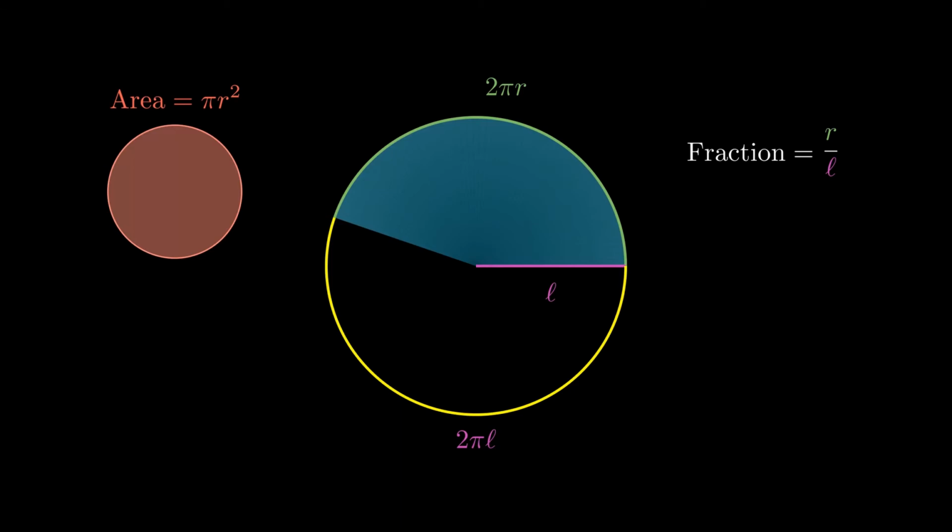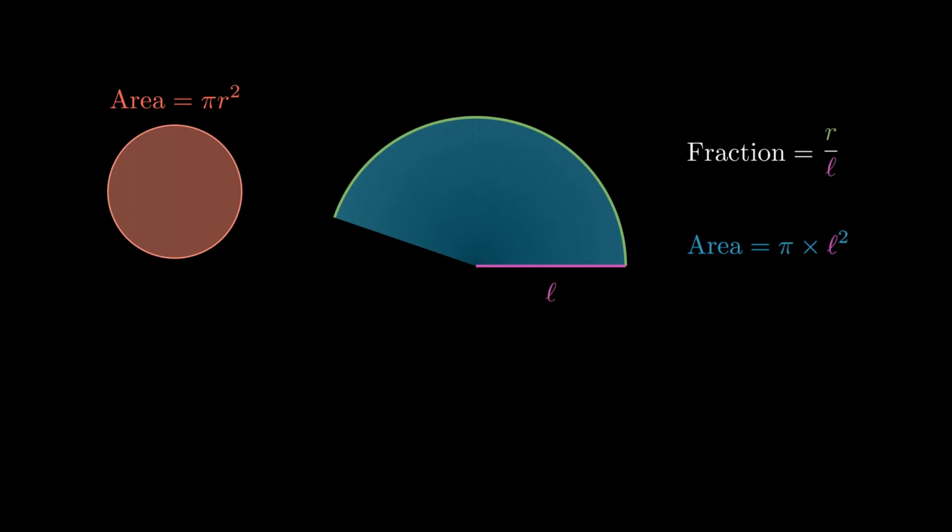So then the area of the sector must be the area of the whole circle, which is pi L squared. Then we multiply that by r over L, which is what fraction of the circle we've got. The L down the bottom of the fraction will cancel with one copy of the L's. We have L squared there, so one copy will go away, leaving you just with pi r L.